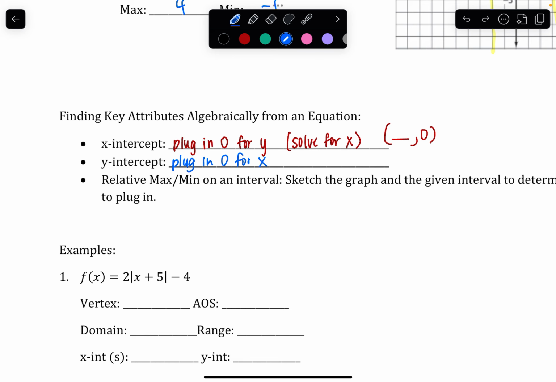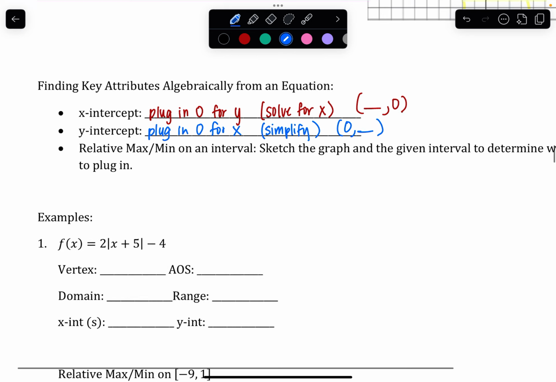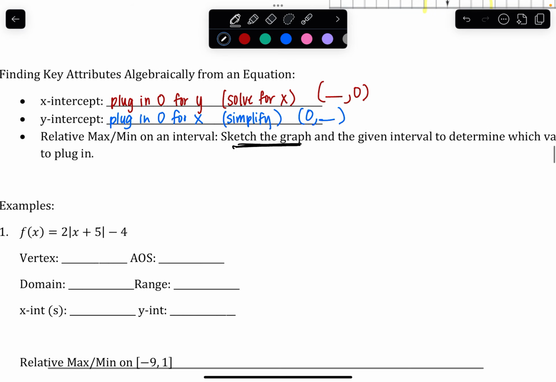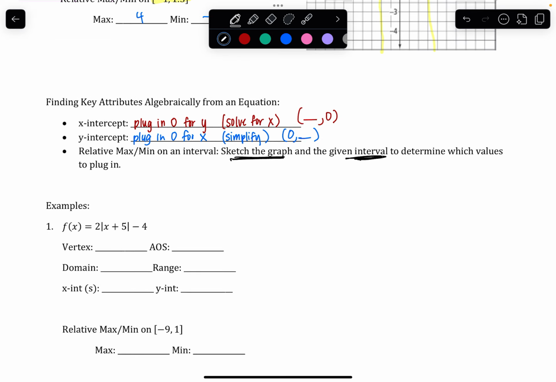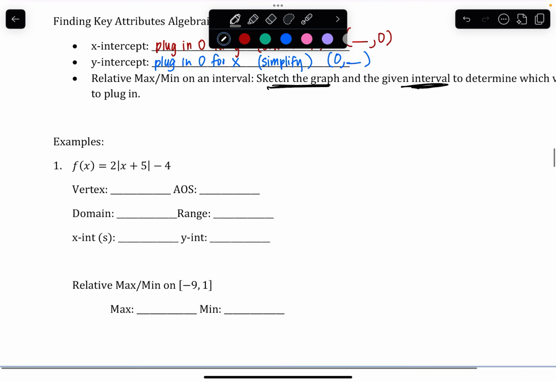And so when you're plugging in 0 for x, you really just have to simplify or number crunch, because that one's a little bit easier. You're looking for the y value when x is 0. Okay, and for the relative max and min on an interval, sketch the graph and the interval to determine which values to plug in. Okay, so here's our first example.